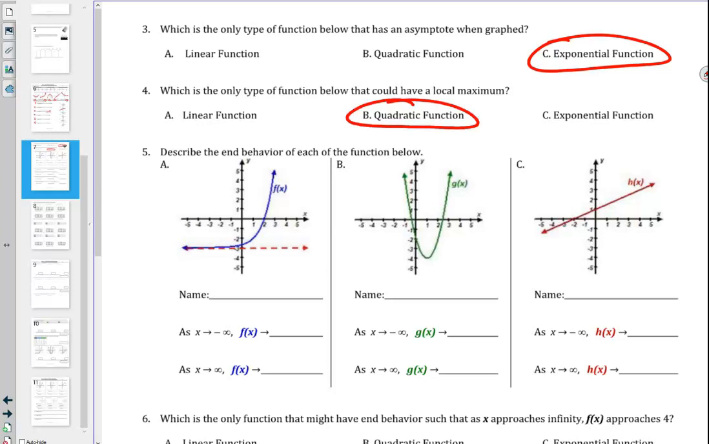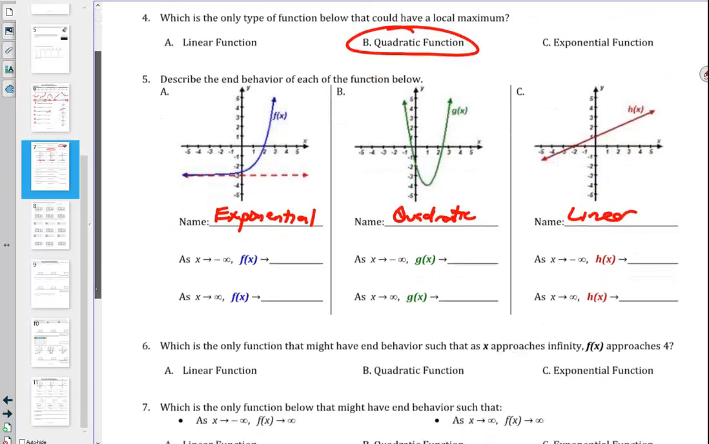Describe the end behavior. Okay, so we've seen this before. But first, let's give them names. What name would go here? Yeah, this would be exponential. If you wanted to be more specific, we can call it an exponential growth if you'd like. But let's just say exponential. This one's quadratic. And this is linear.